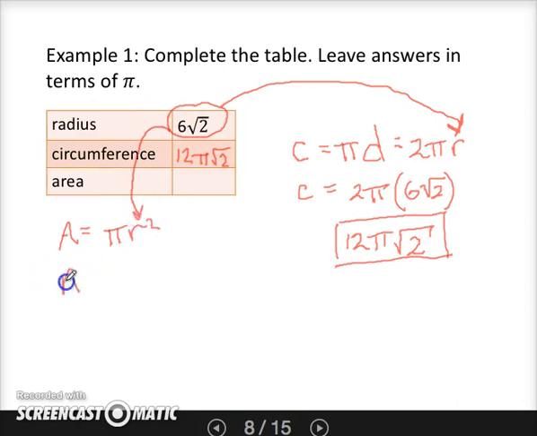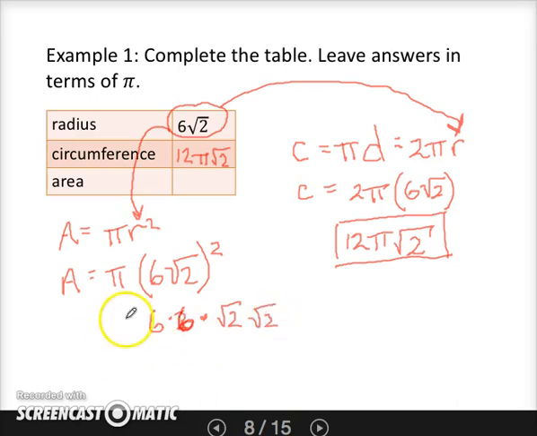So we have that the area is pi times 6 times the square root of 2, all squared. This is the tricky part. Remember that putting these parentheses here is key to getting this right. All of this is squared. So the 6 is squared, 6 times 6, and the square root of 2 is squared, so times the square root of 2 times another square root of 2. And then we still have our pi in front.